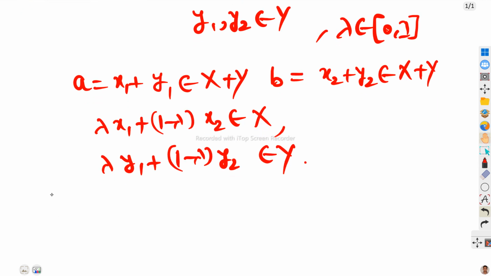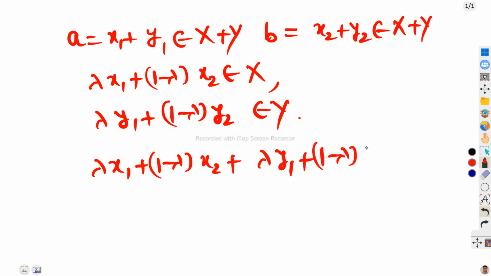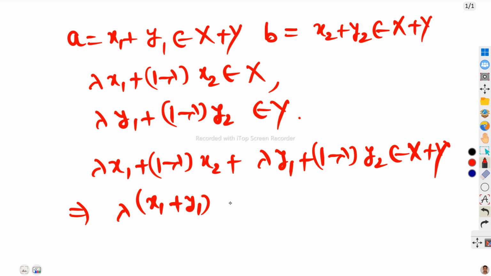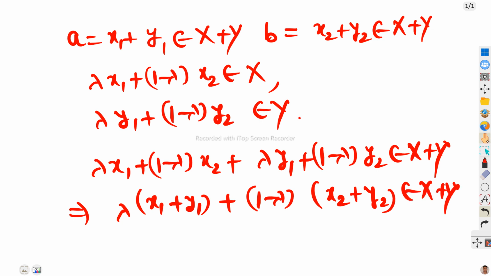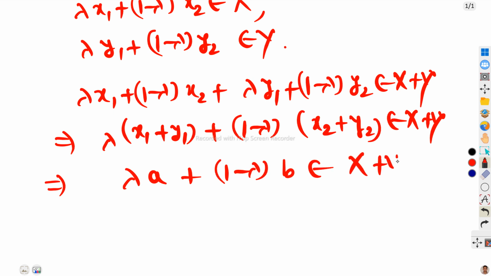So the sum of the two, lambda x1 plus 1 minus lambda x2 plus lambda y1 plus 1 minus lambda y2, lies in X plus Y. Again, this equals lambda times (x1 plus y1) plus 1 minus lambda times (x2 plus y2), which lies in X plus Y. What does this become? This is lambda A plus 1 minus lambda B, which lies in X plus Y.